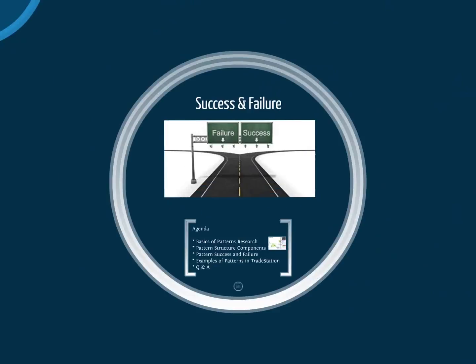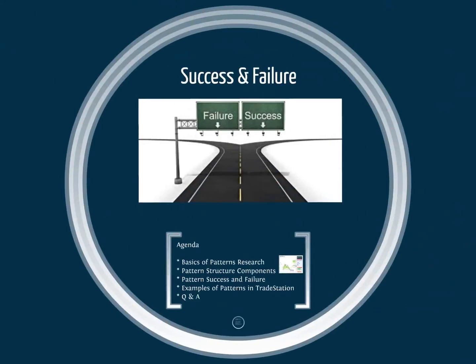So the first topic is success and failure. As a trader, we are always fighting between the success and failure of our trades. We always come to a point in trading where we make a trade, and based on whatever knowledge or setup we have, and good timing, it could end up in a success or failure.